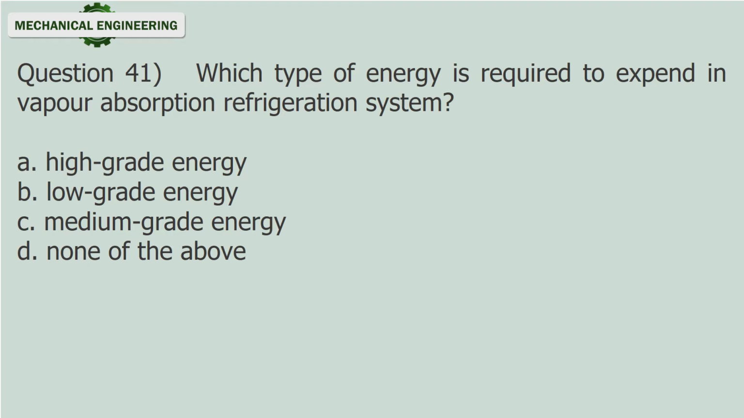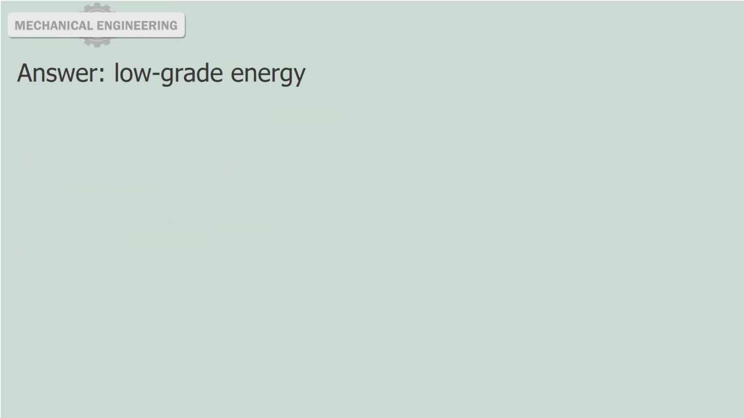Question 41. Which type of energy is required to expand in vapor absorption refrigeration system? A. High-grade energy. B. Low-grade energy. C. Medium-grade energy. D. None of the above. Answer: low-grade energy.